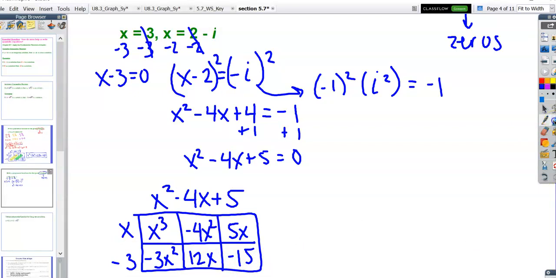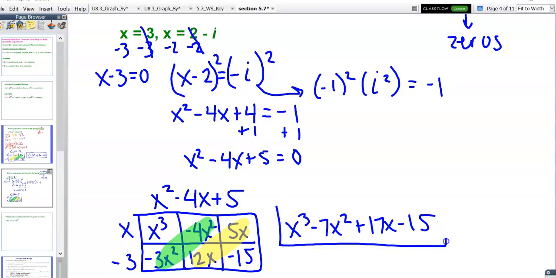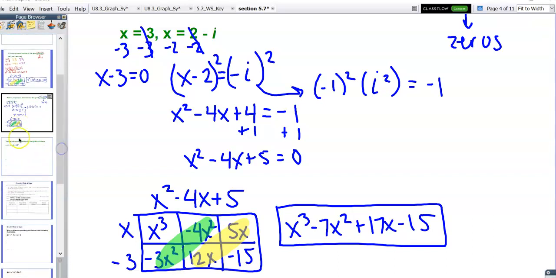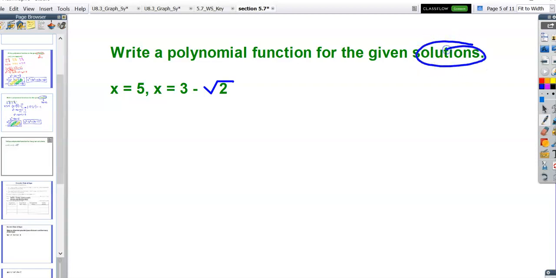And then combine our like terms. All right. We'll look at one more like that. So again, we already know these are solutions. Again, you can think about them as 0. So we need to have one side equal to 0.